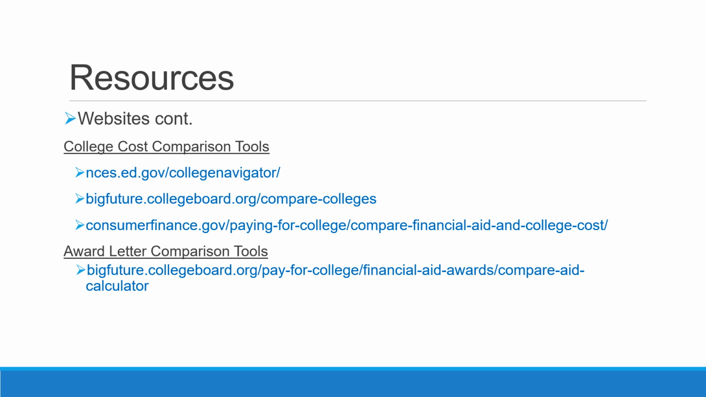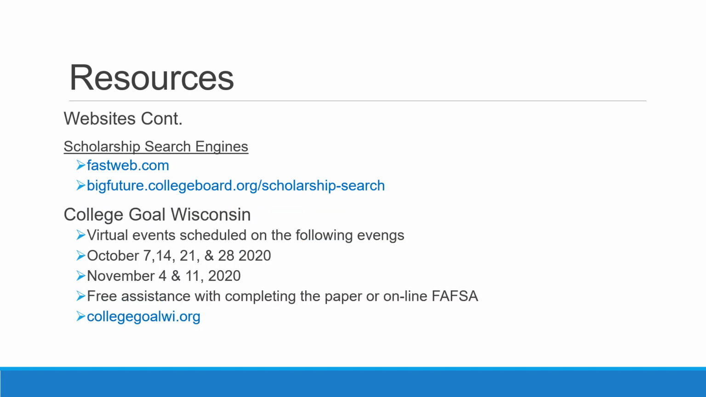On this slide, I provided some information on cost comparison tools. I want to highlight College Goal. College Goal Wisconsin is offering 6 dates in October and November when you can log into their event and get help with filing the FAFSA form. There will be financial aid professionals available to assist you with your specific questions during these events.